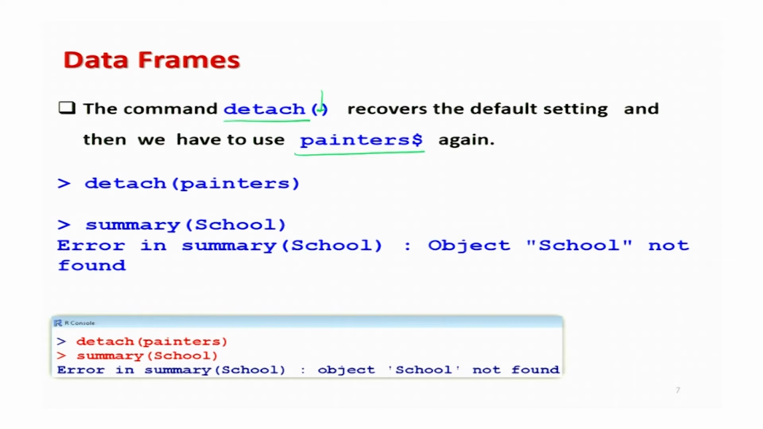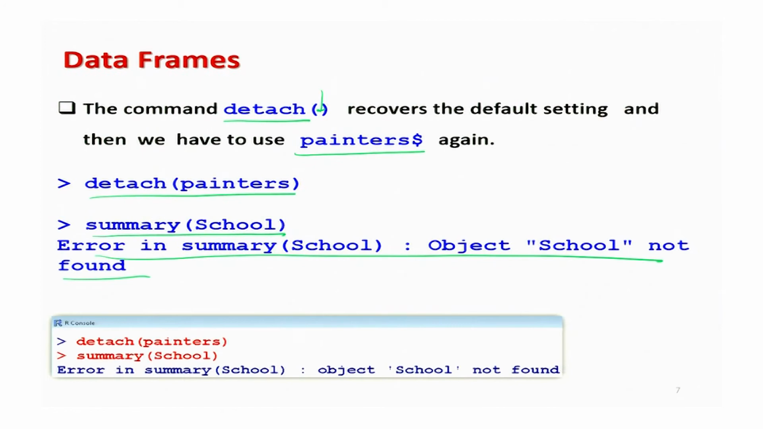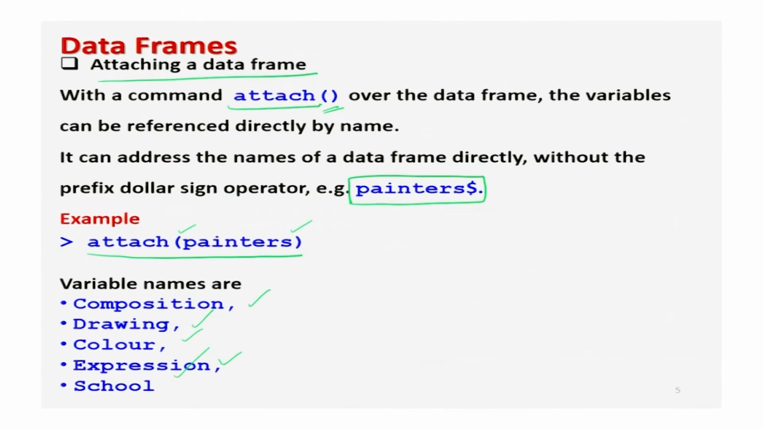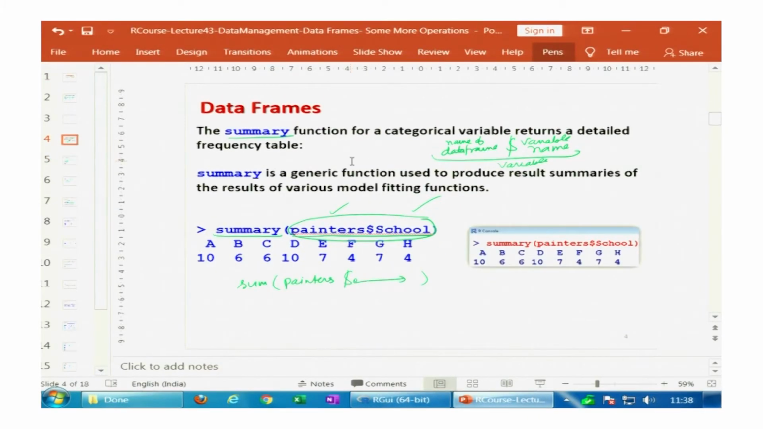For example, suppose I execute detach painters and then I try to give you once again summary school. It says error in summary, object school not found, whereas just before that you were trying to find out this summary without any problem. So this is the way by which we can write these things. So let me first show you this operation on the R console, so that you become more confident, and then I will show you here, right.